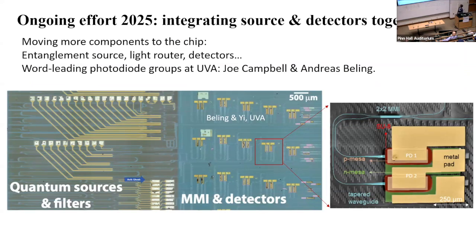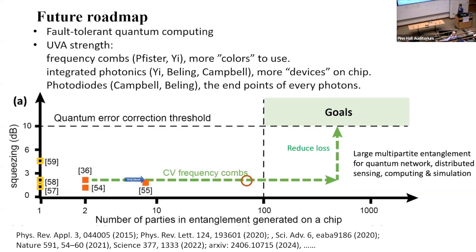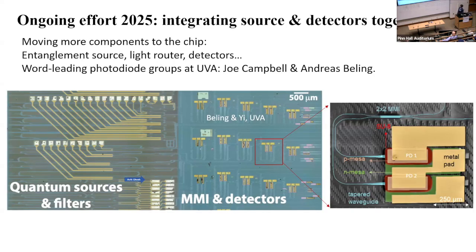Andreas Billing, Professor of ECE, and I were working together to put more components on the chip. On the left-hand side is the entanglement source you saw in the previous slide, and there's some other filter and then a combiner on top, and then eventually we end up with the detectors Andreas's group fabricated.